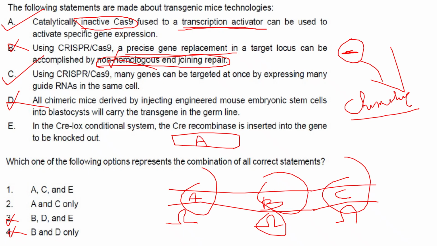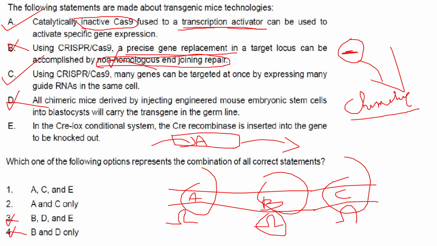Now what is the statement telling? In the Cre-Lox conditional system, the Cre recombinase is inserted into the gene to be knocked out. Now this A gene will produce one specific protein. To this A gene you are introducing the Cre recombinase. So will the protein produced by A be functional? No, it will not be functional.